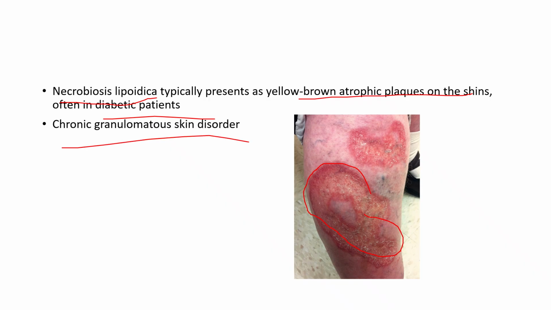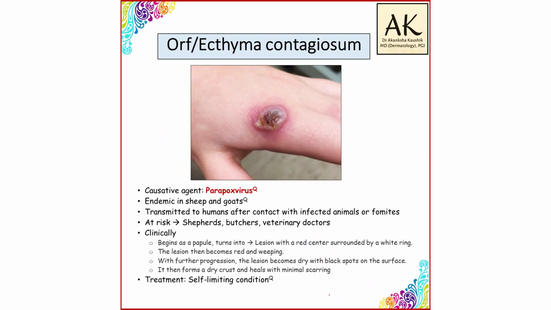It's a granulomatous chronic skin disorder usually seen in diabetics. Okay, just know the term. Because again, it's distributed over the shin, you have to differentiate from erythema nodosum and pyoderma gangrenosum. So since we've discussed ecthyma gangrenosum, just remember there is another term, ecthyma contagiosum. Ecthyma contagiosum, the causative agent is parapox virus. And it's a self-limited condition. Just know the term, okay? It's a viral infection.